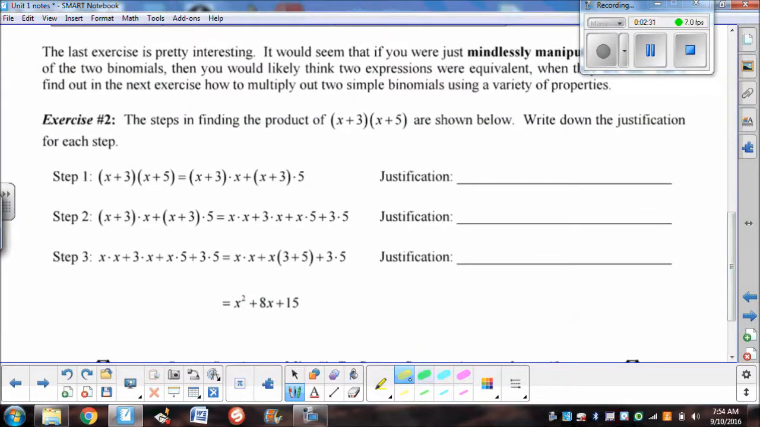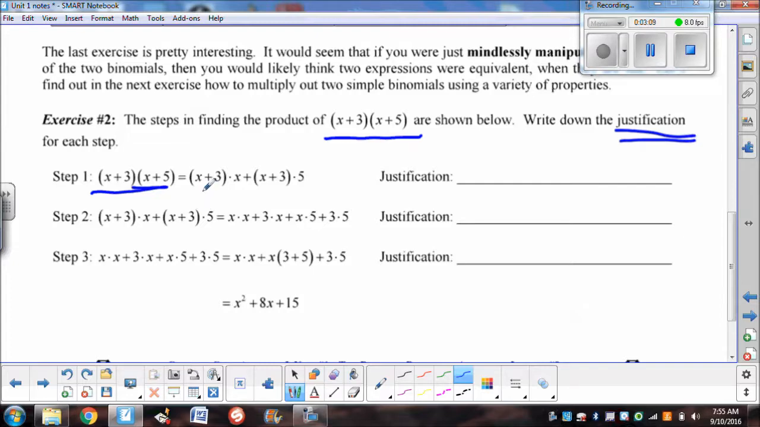Let's hop down here and look for some patterns. We did this in one of the lessons with the commutative and associative property, so let's see what comes up with this. It says the steps in finding the product of x plus 3 times x plus 5 are shown below. They're writing down all the steps. Write down the justification: what property is being used in each step? Here's the initial problem, and then they've done some manipulation. How did it change from the left side to the right side?